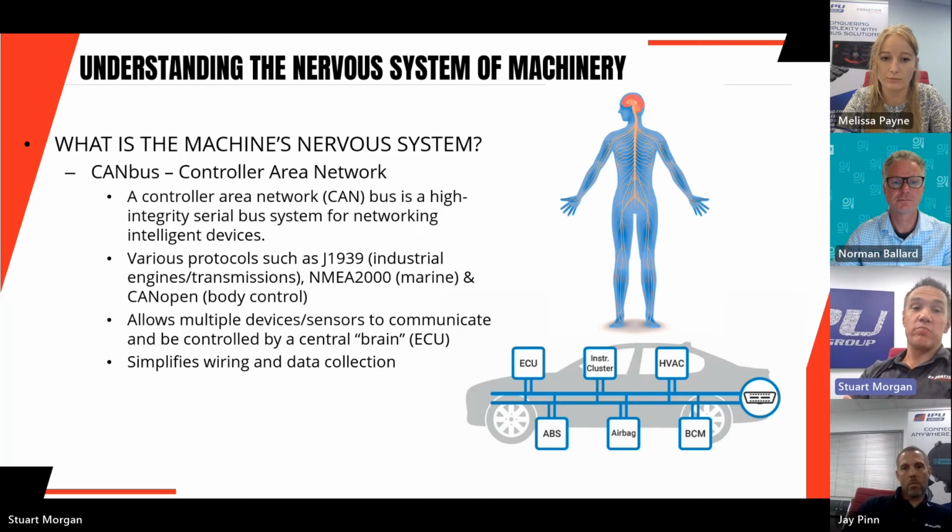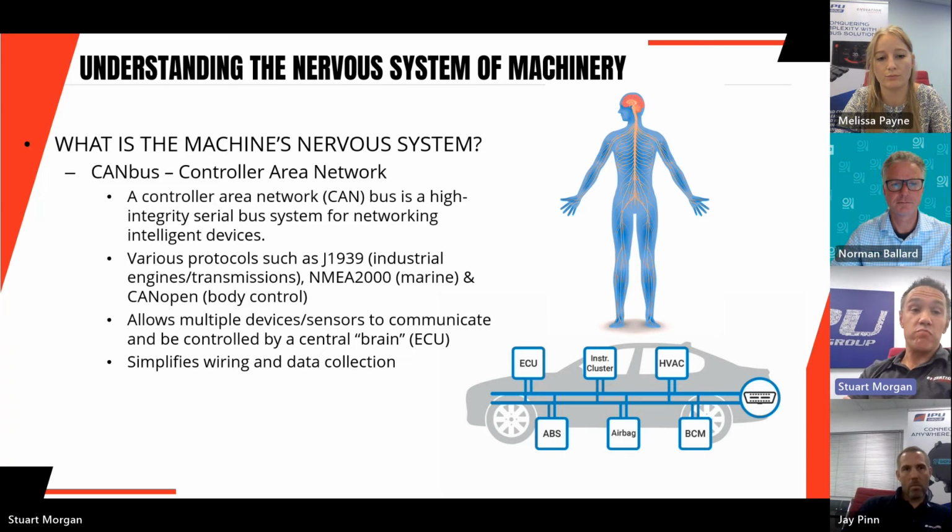There are various different protocols that it uses. We primarily work with J1939 because that tends to be what industrial engines and transmissions use. But for example, marine environments use NMEA 2000 a lot. You'll also hear about CANopen, which is a similar CAN bus. Car automotive tends to be OBD2.